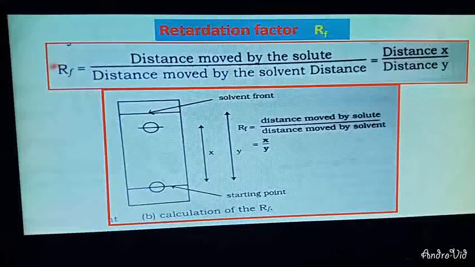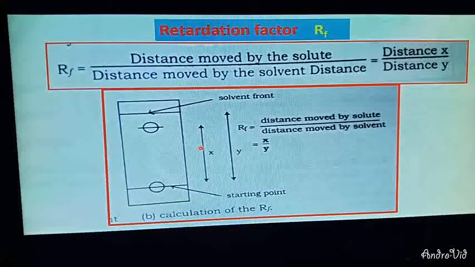If the value of RF is comparatively much smaller than 1, in that case there is a chance that the solute is polar. Okay, if it is polar, then the value of RF will be much smaller than 1. If it is non-polar, in that case the value of RF will be almost nearer to 1. Okay, so this is basically a representation for the determination of the retardation factor. You have seen this slide. This is a very important figure.